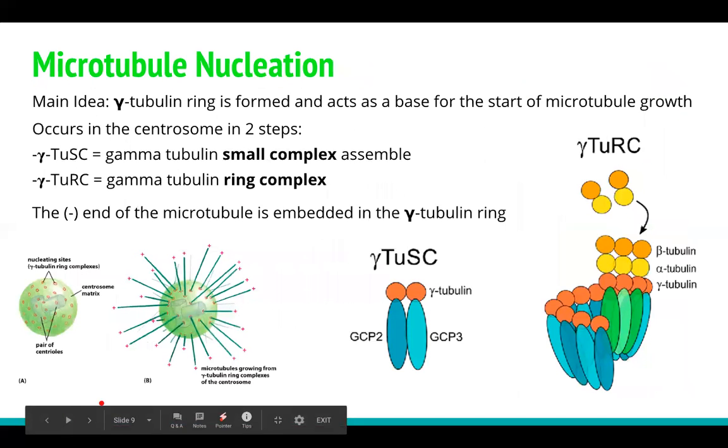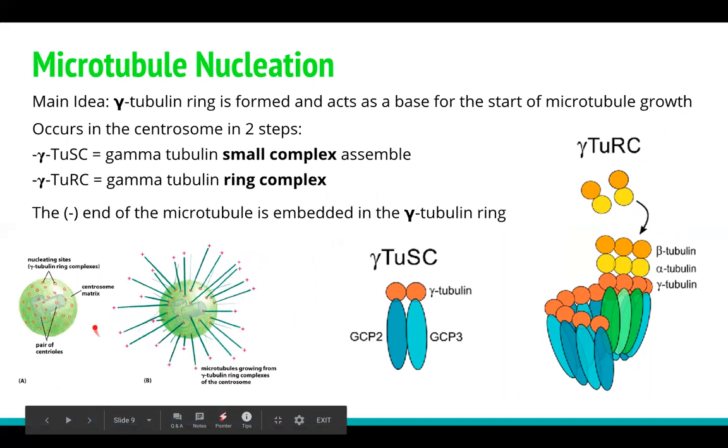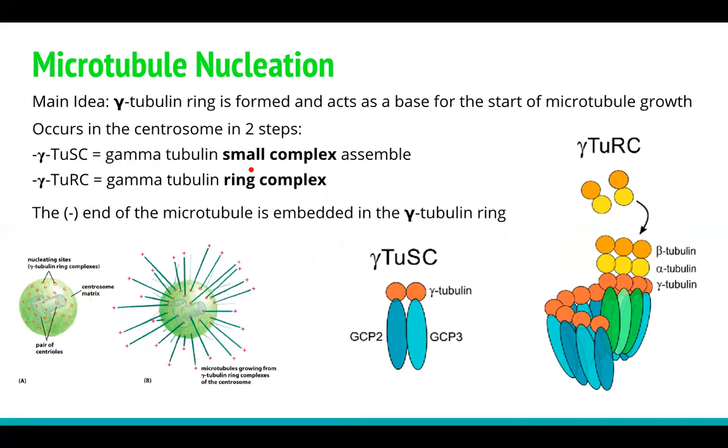So now we're going to talk about nucleation. So basically, the gamma tubulin ring is formed, and it acts as a base for the start of microtubule growth, kind of like the microtubule organizing center. It occurs in two steps: the gamma tubulin small complex assembly, and then the gamma tubulin ring complex. So the negative end is embedded in the gamma tubulin ring.